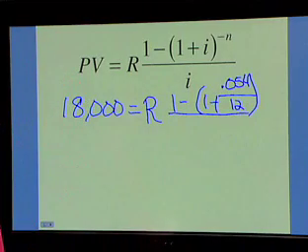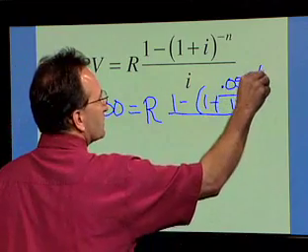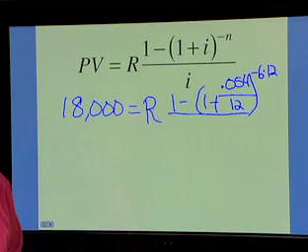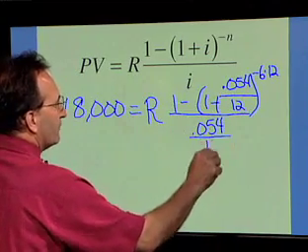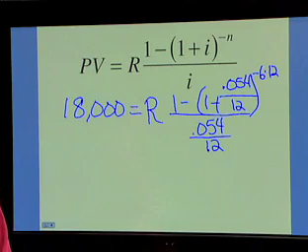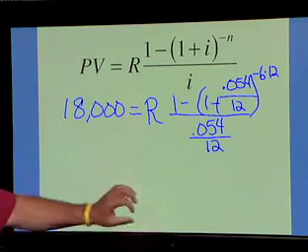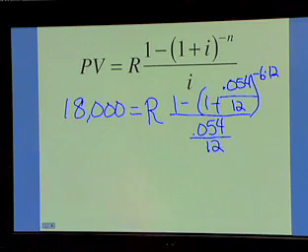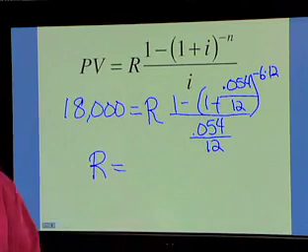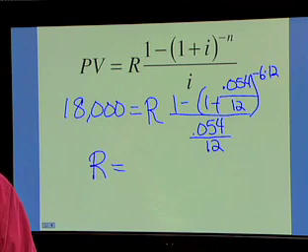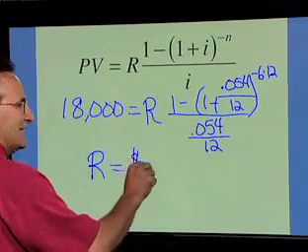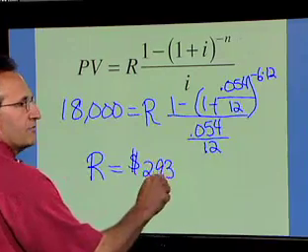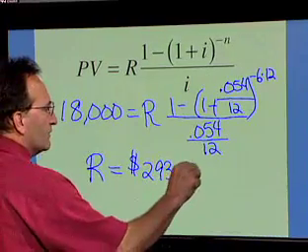That's going to be raised to the negative 6 times 12, because it's 6 years, 12 payments per year, and that's all over i, which we already have said is 0.054 divided by 12. Once again, it would be 18,000 divided by this, which would give us a value for R, which is then the monthly payment that Carla would have to make. R is going to be equal to $293.24.